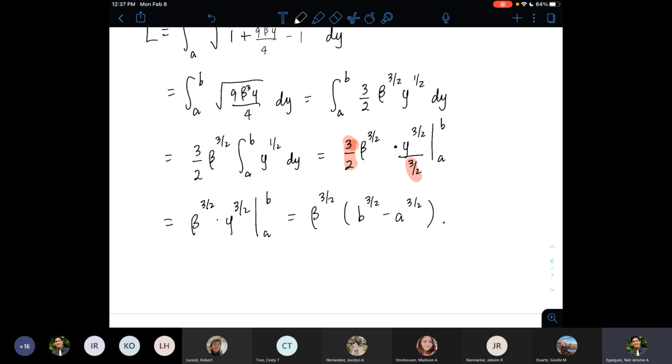That's the arc length. And this qualifies as a final answer because we don't have the variable y anymore, right? Beta is a constant. A and b are constants. We just don't know their exact values. So we can stop here. All right.